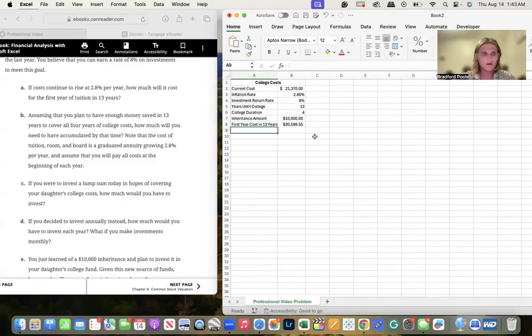So now they're going to ask us, assuming that you plan to have enough money saved in 13 years for all 4 of your colleges, how much will you have accumulated by that time? Note the cost of tuition, room, and board is a graduated annuity growing 2.8% per year, and assume that you pay all costs at the beginning of the year. So this is going to be our total cost.